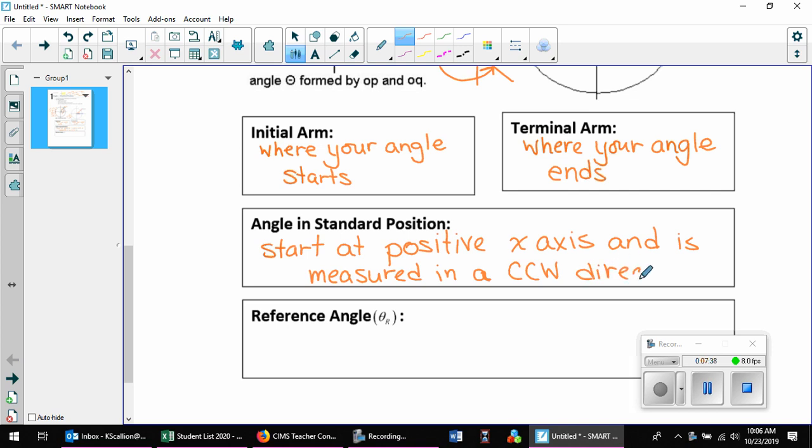How do you feel about the abbreviation? I try to abbreviate wherever possible. Counterclockwise. You guys good with that?